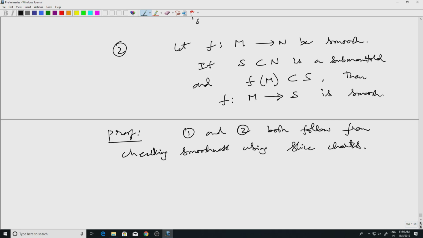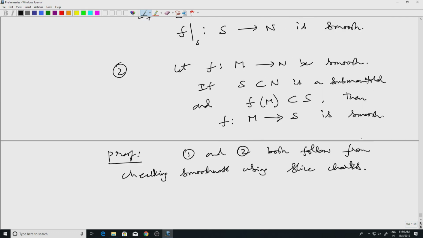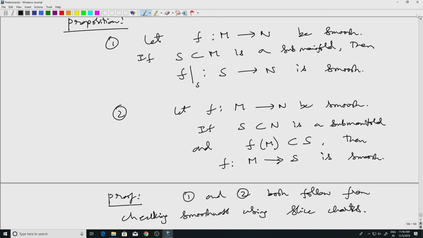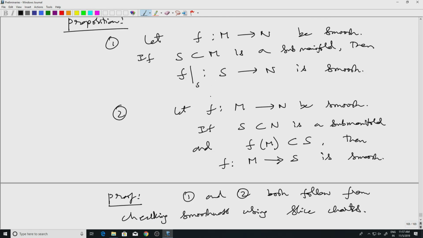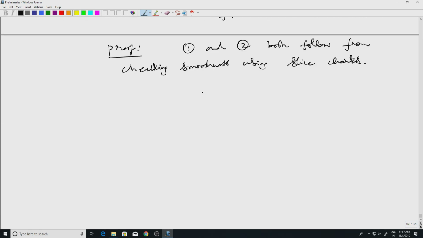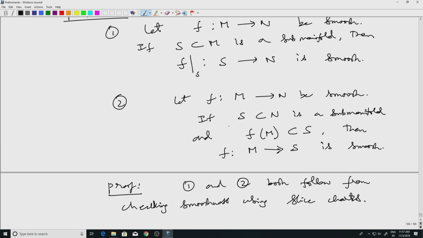Now the use of this proposition is that in at least one case it's easy. It will be easy to check that the big map f on the whole manifold M and N is smooth. Then one doesn't have to bother using charts for S and so on. One can directly say that the restriction is smooth in the first case, and in the second case that it is smooth as a map into S.